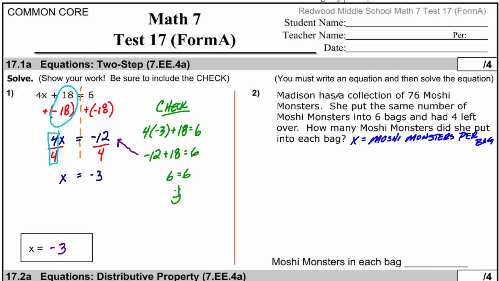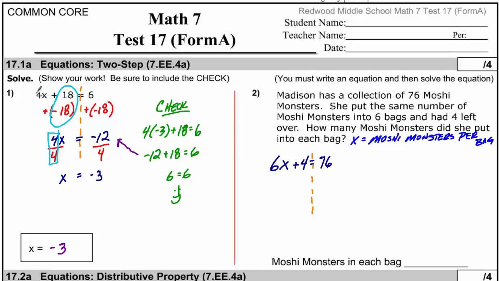So we know that she put the same number of monsters into 6 bags and had 4 left over, which means she had 6 bags, each had the same number of monsters, plus 4 more monsters, the 4 left over, equals 76. Once we have this, we've got a problem just like we solved in number 1. Take a look over at number 1.